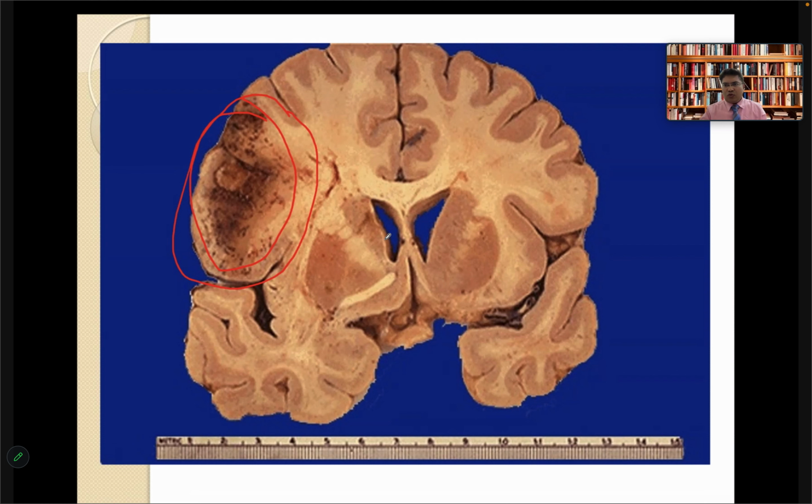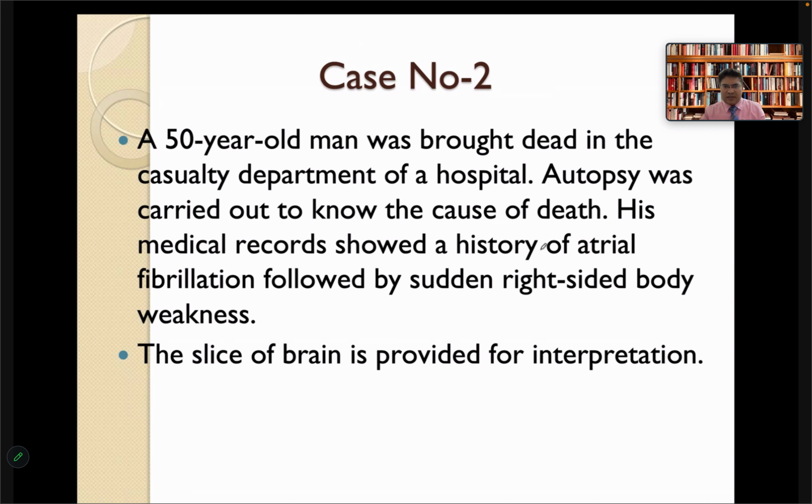Now, how to correlate with the history? So if you look at the history, there is a history of atrial fibrillation. So now how can you correlate the history of atrial fibrillation with the brain infarct? So if you remember, atrial fibrillation is one of the important predisposing factors for development of thrombosis in the heart. And that thrombus is called as mural thrombus because it develops in the cavity of the heart, right? So in atrial fibrillation, the atria will not pump normally. They will just fibrillate, right?